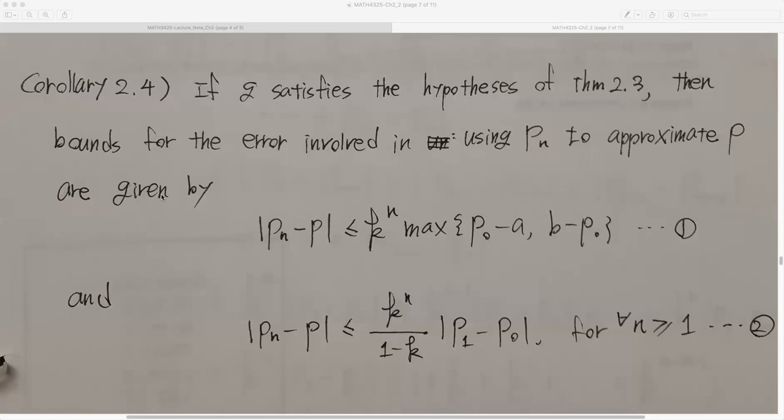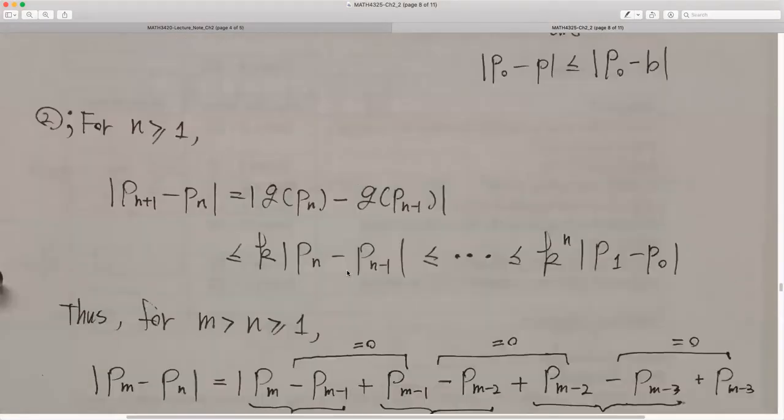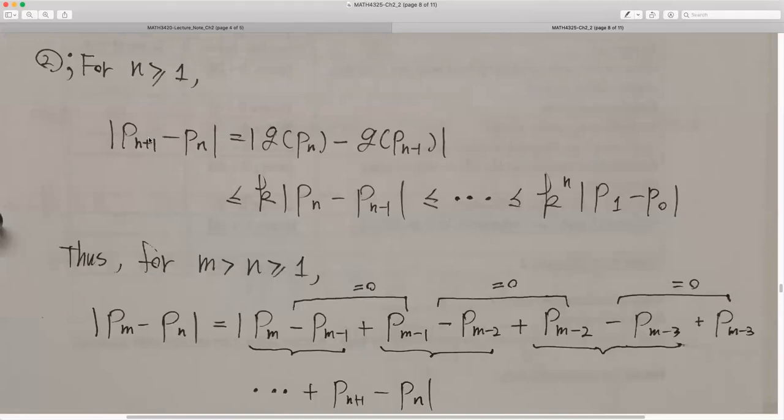Okay, so if you just complete writing the code and then run the program and you want to iterate 10 times, then what accuracy can we expect? So that's what Corollary 2.4 definitely gives an answer for. Now for n greater than or equal to 1, Pn plus 1 minus Pn, you see, Pn plus 1 is g of Pn, and then minus g of Pn minus 1, right? So this is bounded by k times, yeah, that's what we did, right?